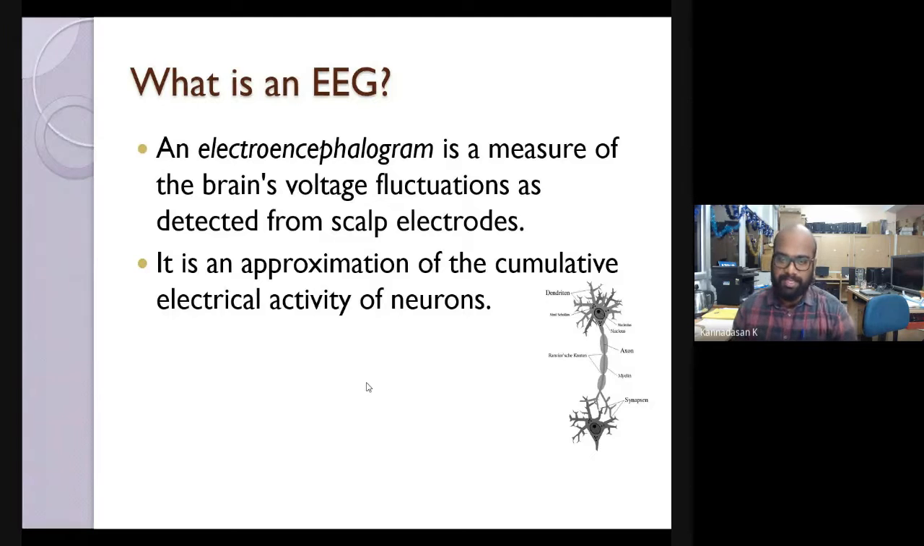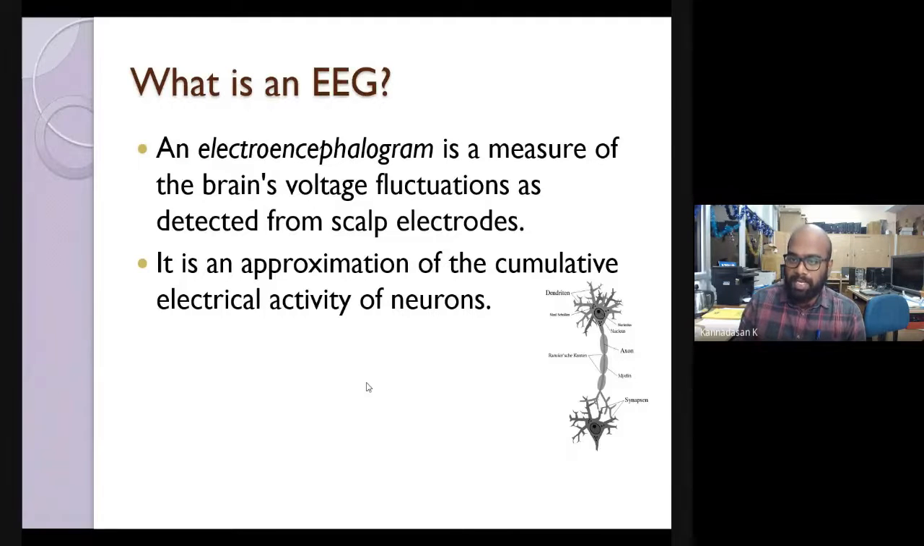EEG based BCI systems. So what is EEG? An EEG, electroencephalogram, is a measure of the brain's voltage fluctuations detected from scalp electrodes. So what is the scalp? You all know that this is the scalp, like the skin which is there on our head. That is where we'll be placing the electrodes.